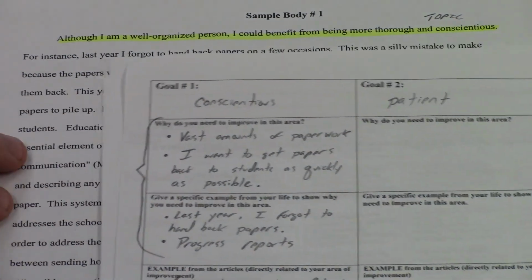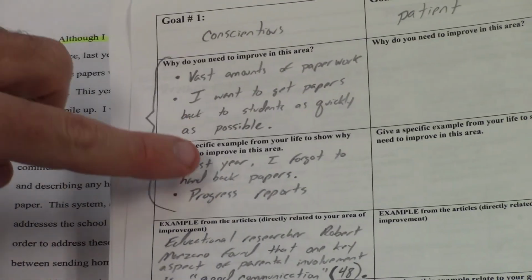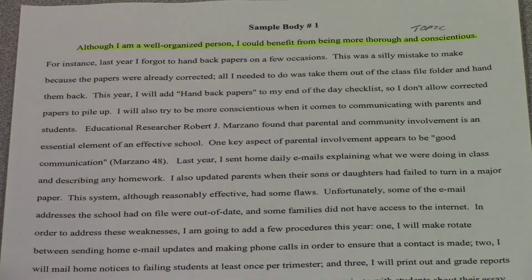All right, I'm going to show you this sample, and then I'm going to let you guys work on it. Remember, you're using your organizer to help you write this. All right? Okay, topic sentence. Although I am a well-organized person, I could benefit from being more thorough and conscientious.